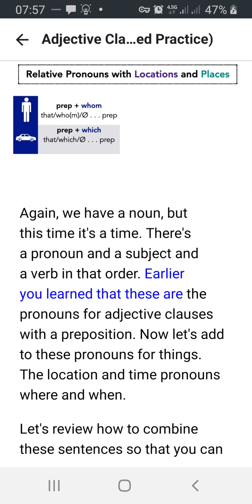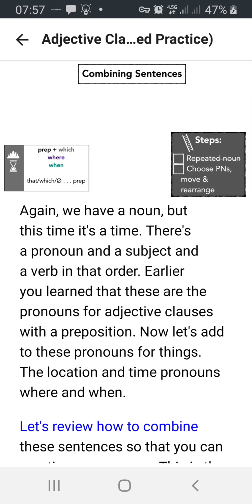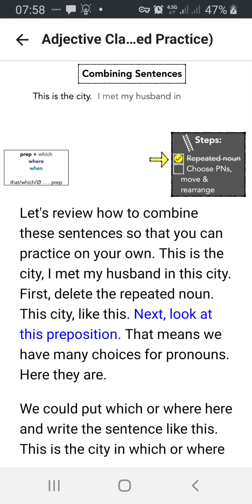Earlier, you learned that these are the pronouns for adjective clauses with a preposition. Now, let's add to these pronouns for things the location and time pronouns "where" and "when." Let's review how to combine these sentences so that you can practice on your own. This is the city. I met my husband in this city. First, delete the repeated noun, this city, like this. Next, look at this preposition. That means we have many choices for pronouns. Here they are.